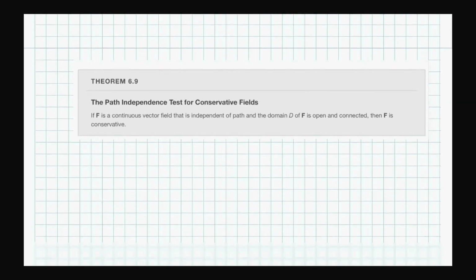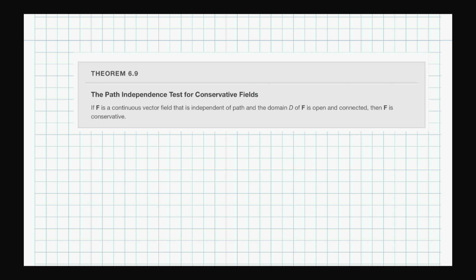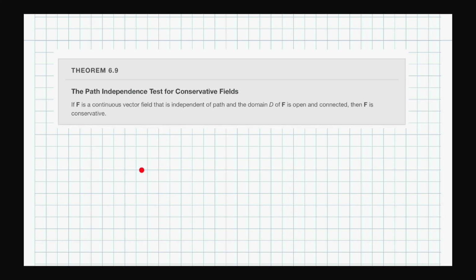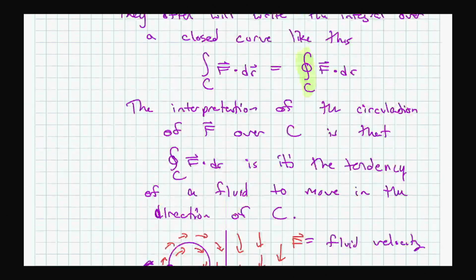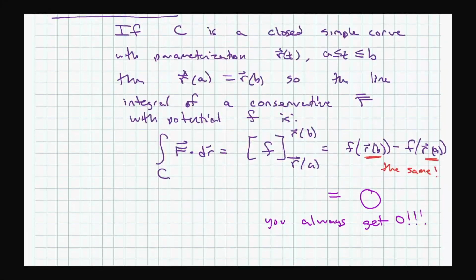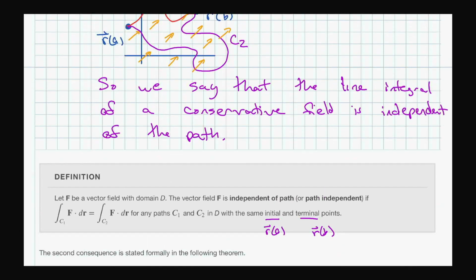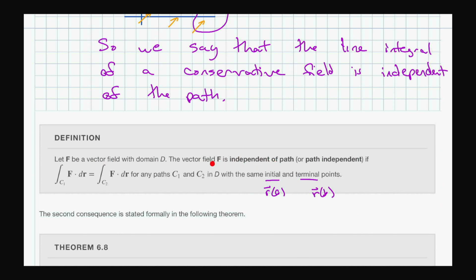Here's a theorem. This theorem says if f is a continuous vector field that is independent of the path and the domain of f is open and connected, then f is conservative. Now you might read that and feel like it's what we just talked about up here. You might think it's the same theorem as this, which is the vector field is independent of the path.